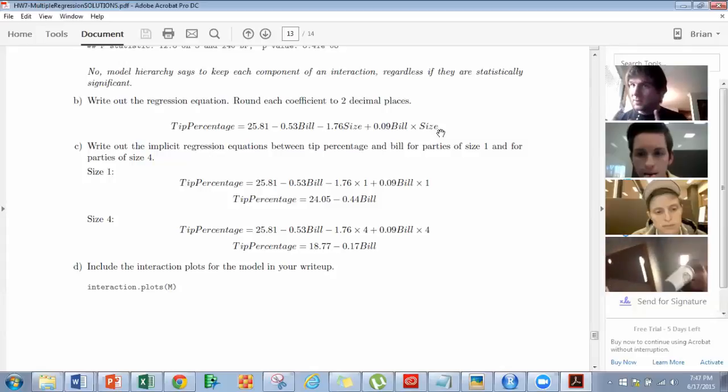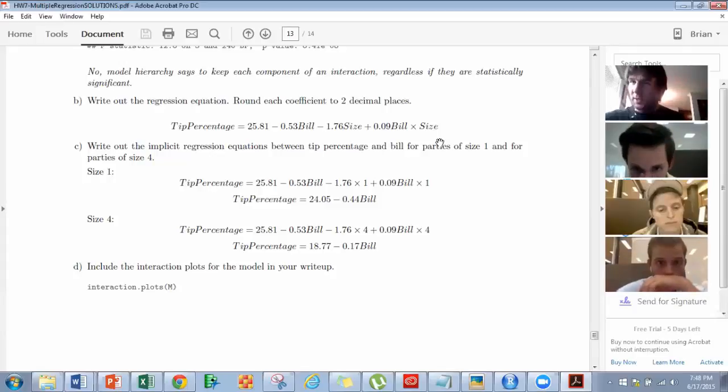Does that make sense? I think this is a great example right here. If party size is really big, then the effect of bill changes. By about 6, it's like at 6 is when the line goes flat.